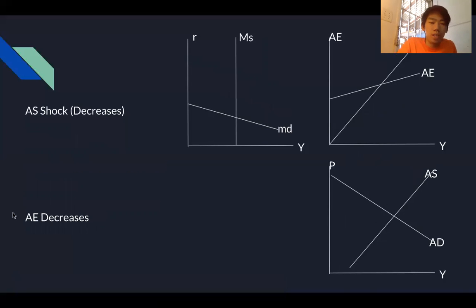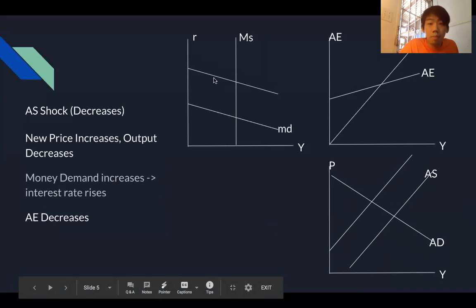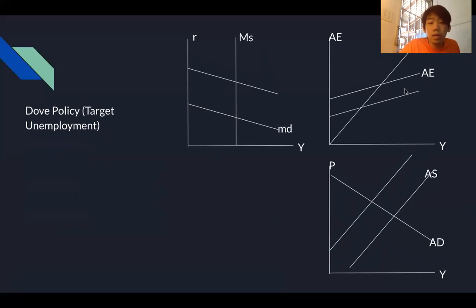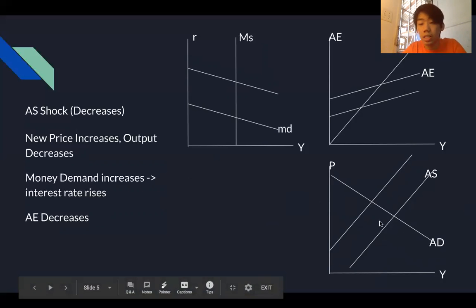Next up, let's say the aggregate supply decreases, like there's some hurricane or tornado that destroys all your crops or something like that. Notice here that the price has increased, but the output has decreased. And so that affects the money demand. So money demand increases and the interest rate rises. Overall aggregate expenditure falls. So going back, notice here that we have an issue. We have these high prices and this high unemployment, because all the output that we lost here is unemployment.